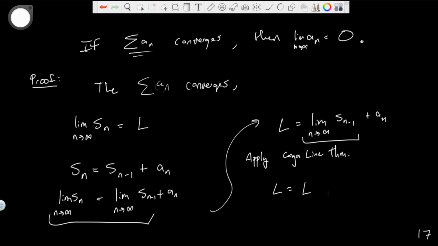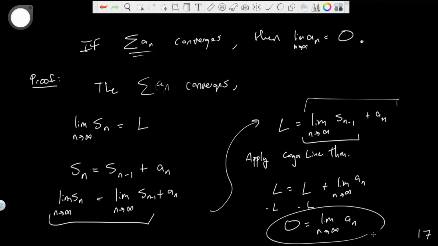L is equal to L plus the limit as n goes to infinity of a sub n. Right, I'm breaking up this limit, but that's valid. That's a limit law that is applicable. Right, so doing a little bit of algebra here to subtract L on both sides, and we are in business. 0 is equal to the limit as n goes to infinity of a sub n. Given that a series converges, the limit of the sequence that constructs that series must be going to 0 as n goes out to infinity.